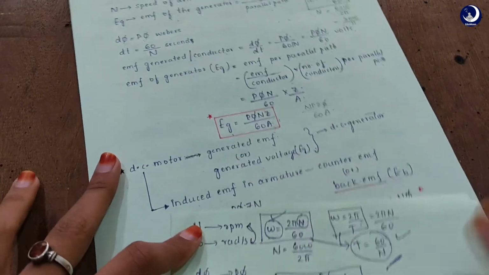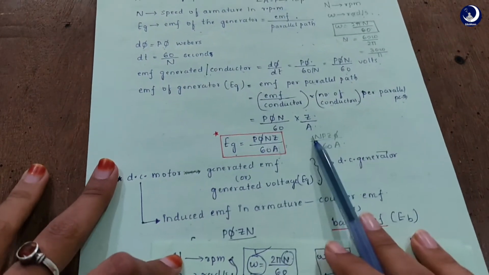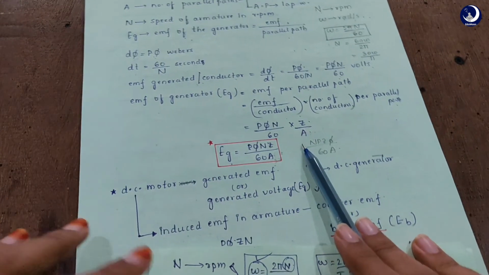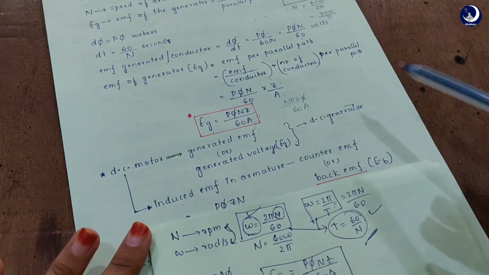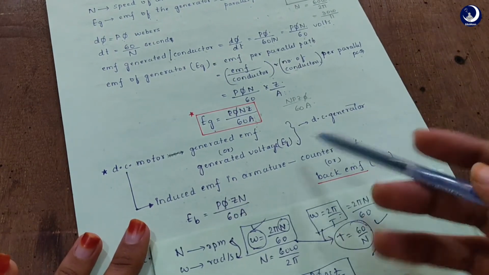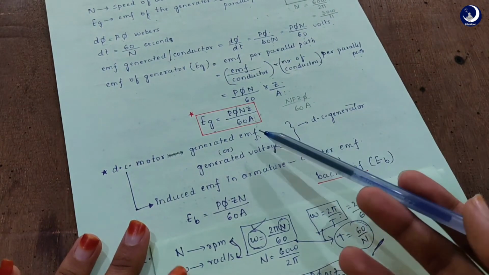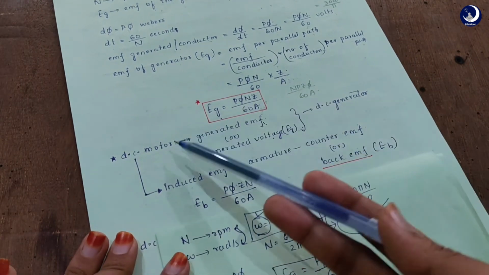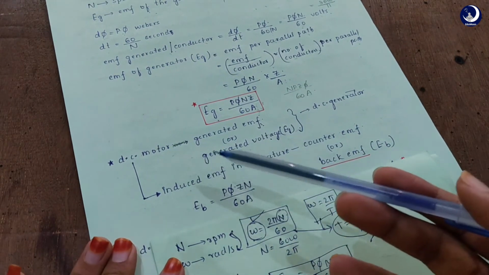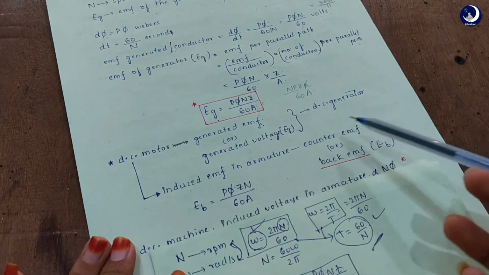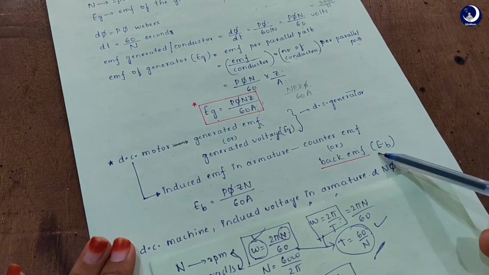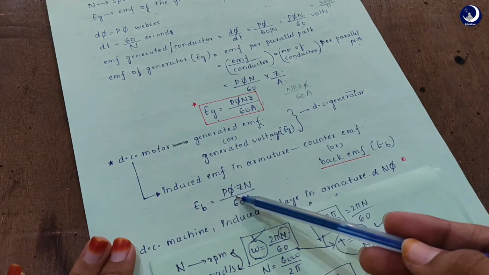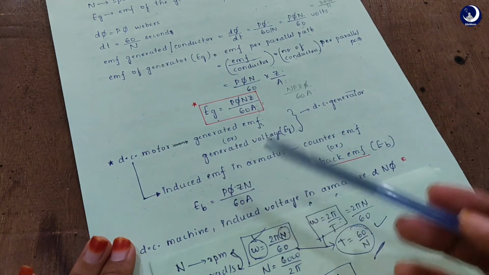And this equation, though we have derived it for a DC generator, is also applicable for DC motors too. For a DC generator, the induced EMF we call the generated EMF or generated voltage, denoted by the symbol Eg. Whereas in a DC motor, the induced EMF in the armature is called the counter EMF or back EMF, and we denote it by the symbol EB. So EB equals P phi Z N by 60A.